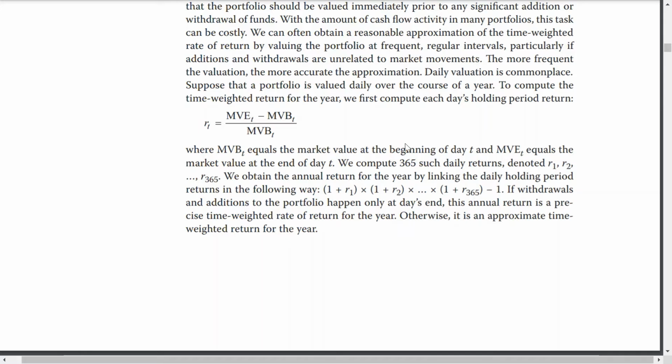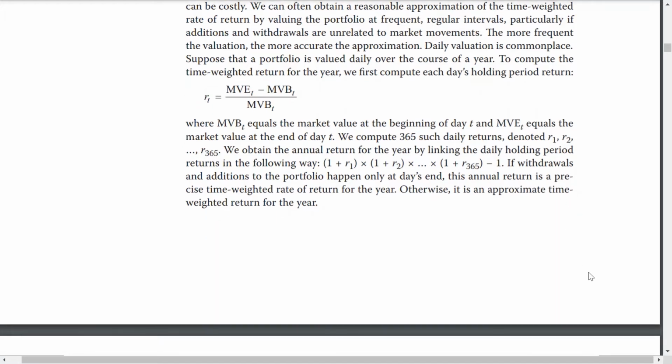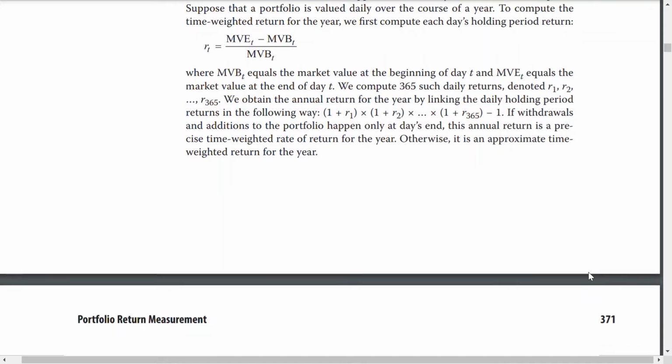1 plus R1, multiplied by 1 plus R2, multiplied by 1 plus R3, all the way to 1 plus R365, minus 1. If withdrawals and additions to the portfolio happen only at day's end, the annual return is a precise time-weighted rate of return for the year. Otherwise, it is an approximate time-weighted return for the year.